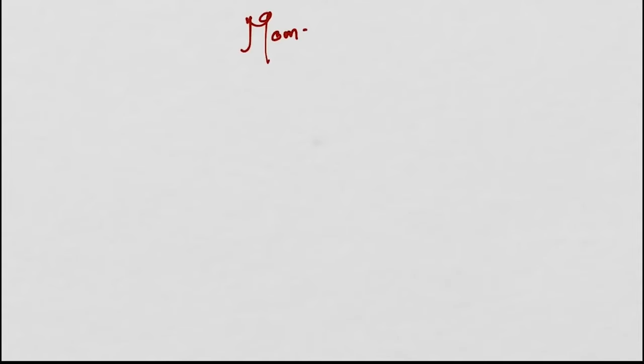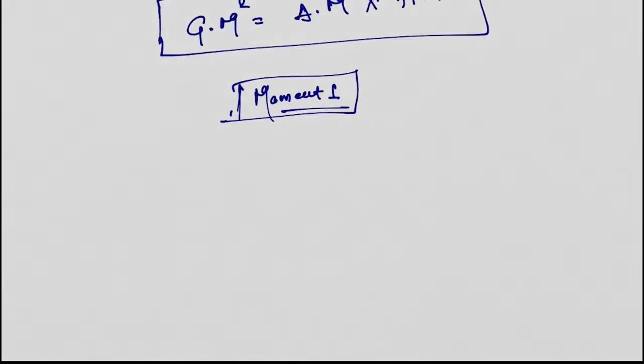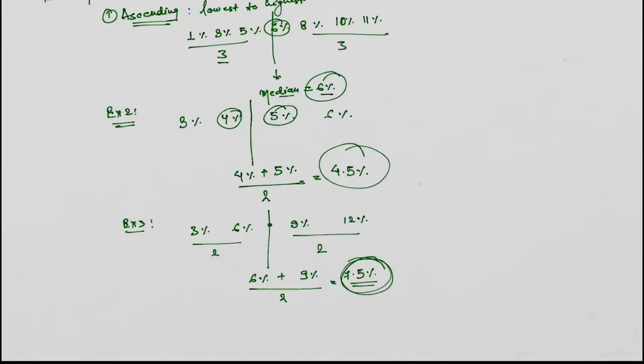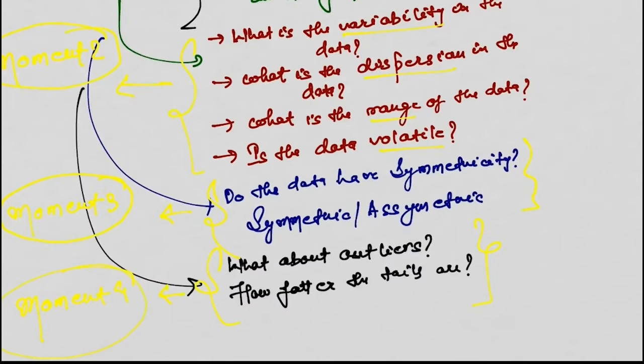Moment 3. Do you remember what question we asked in moment 3? When we started the discussion of the moments, what was the question we asked for moment 3? Do the data have symmetricity? Symmetric or asymmetric data, right?